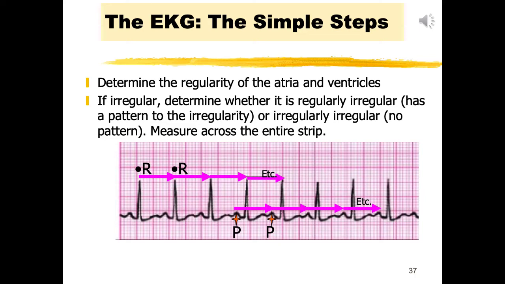We measure across the entire strip. We start at either the P waves or the R waves, and I typically start at the R. I measure from the first R to the second R using a straight edge, put a dot on that straight edge, and then measure across. Then I do the same for the P waves.